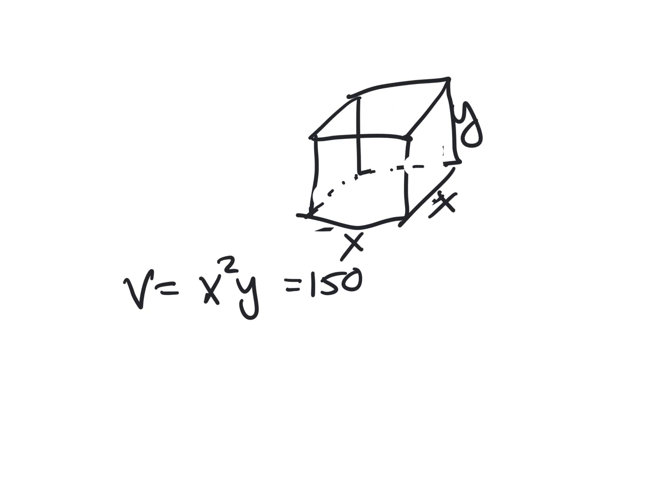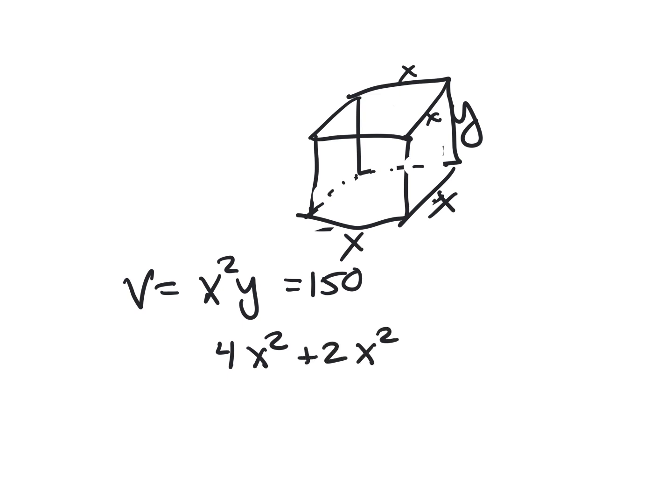Okay, so then let's see what else we've got. The concrete for the base costs $4. So we're talking about something to build it with, so we're talking about areas here. The area of the base is x squared, and I know that costs $4, so $4 times x squared. The roof is also x times x, so x squared is that area, but now it's $2 for the roof.